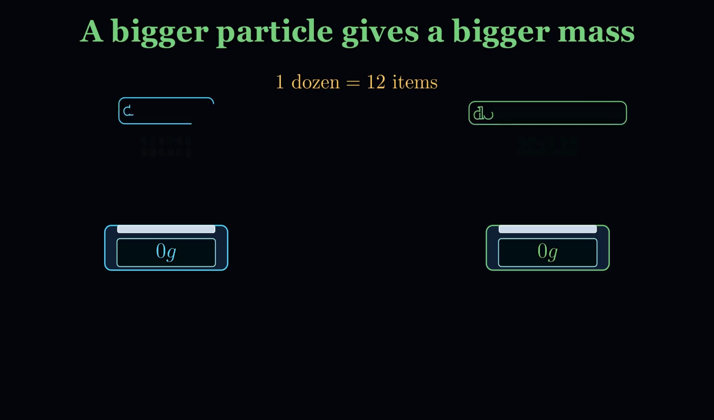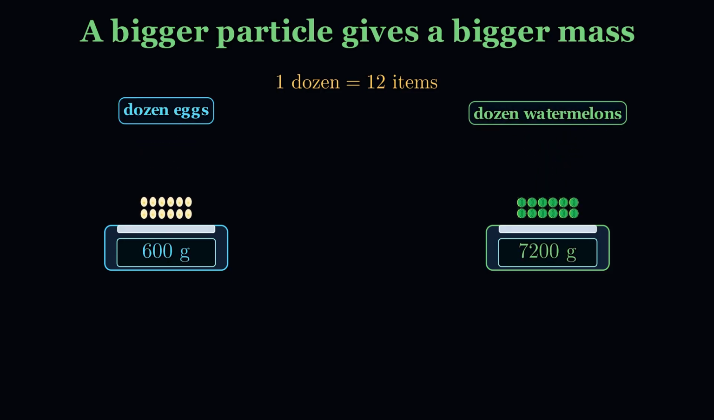Now compare a dozen eggs with a dozen watermelons. 12 eggs have a mass of 600 grams. 12 watermelons have a mass of 7,200 grams. Same count again, but a much bigger mass. Now ask the matching question. How many watermelons give the same mass as a dozen eggs?